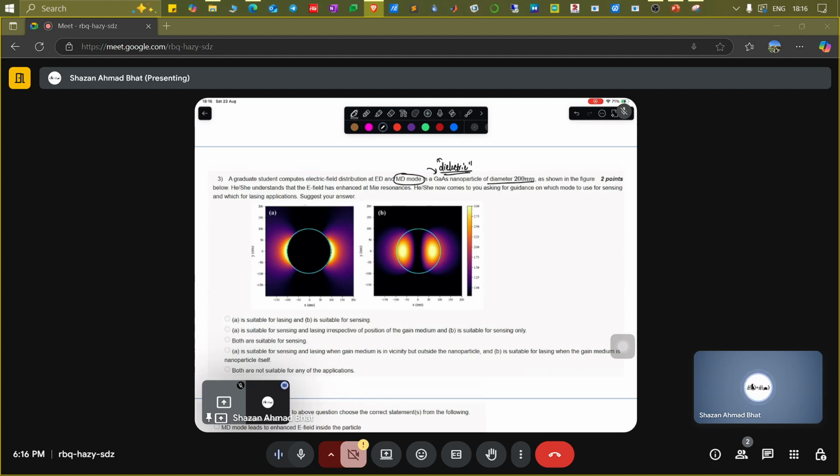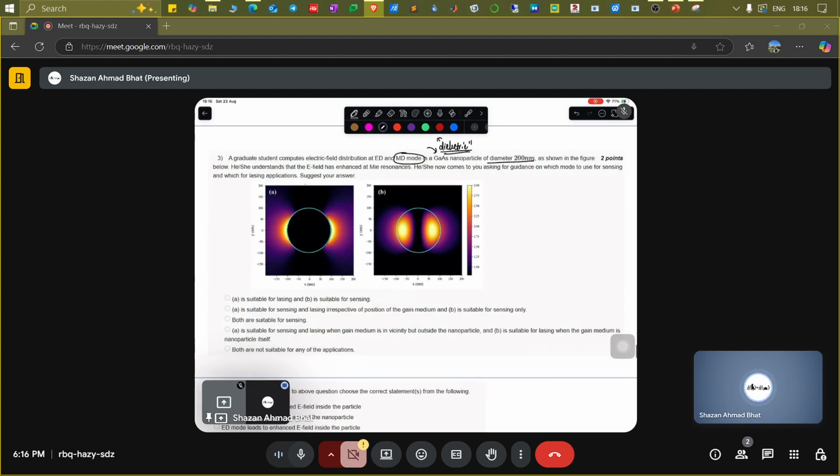Now he comes to you asking for guidance on which to use for sensing and which for lasing applications. Suggest your answers. Okay, so there are two nanoparticles. Let's say an electromagnetic wave has come in, and this color is basically showing the response of the electric field strength. The electric field strength is more here, but for the B nanoparticle, the response of the electric field strength is more at this particular position.